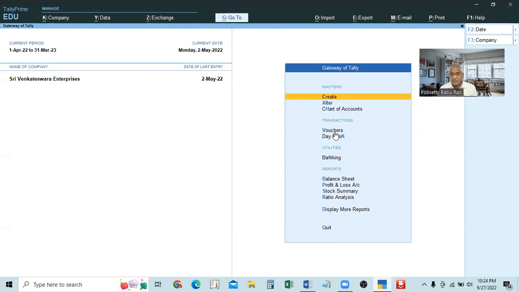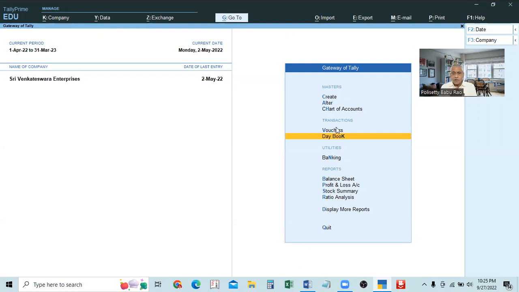Under the transactions, there are 2 options. One is vouchers, accounting vouchers. In these accounting vouchers, we record the transactions. And the second one is day book. After recording the transactions, we will know about the day book. I will give a simple meaning.